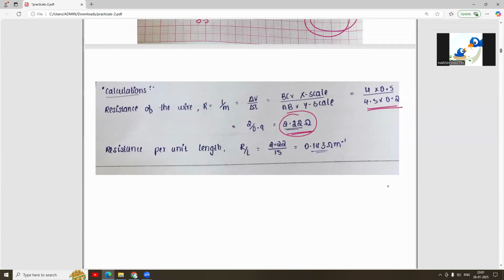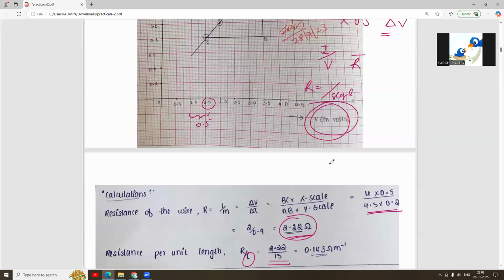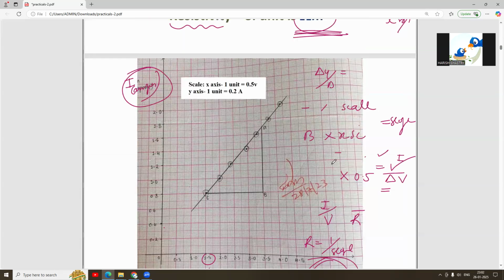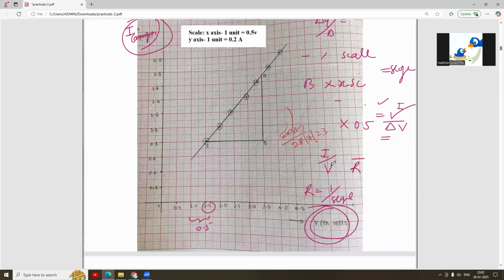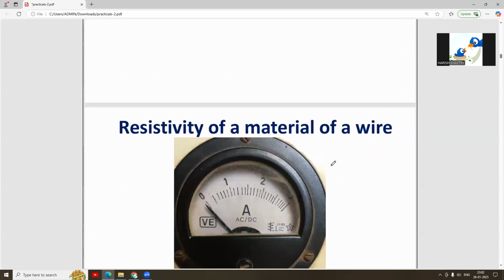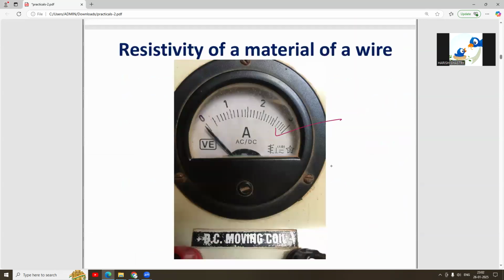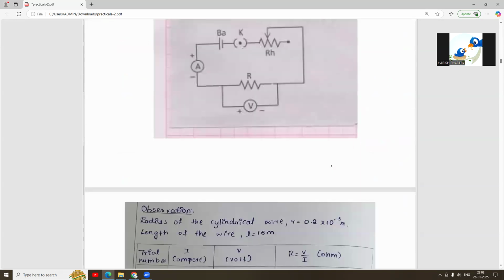Once you get the resistance, all the resistance wires that we give in our lab are of length 15 meters. So resistance per unit length is 2.22 ohm divided by the length, some 15 meters. So you will get resistance per unit length. You will do the same experiment in the same way for resistivity also, but you are not going to draw the graph.